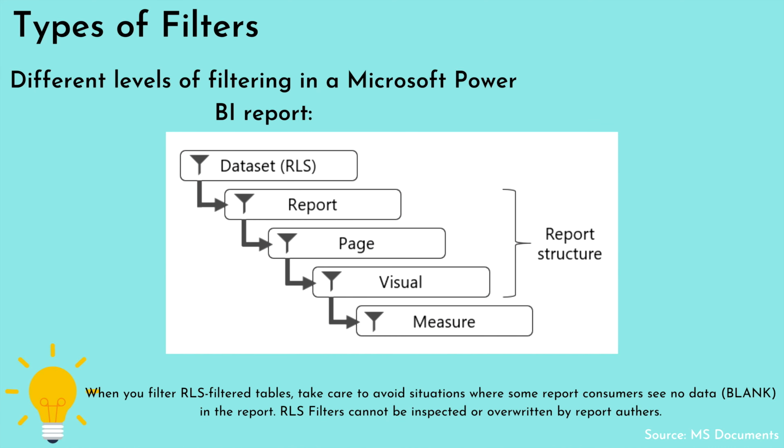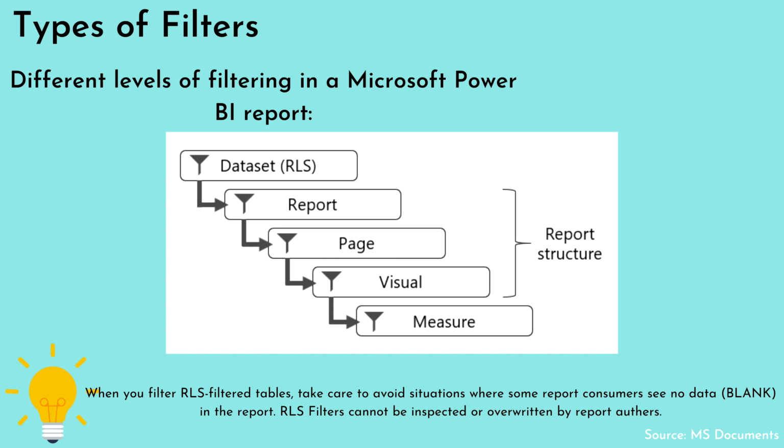So the very first topic that I would like to highlight over here is the types of filters. Generally we know that there are basically three types of filters: report level, page level and visual level. But no, this is not it. There are other kinds of filters as well.